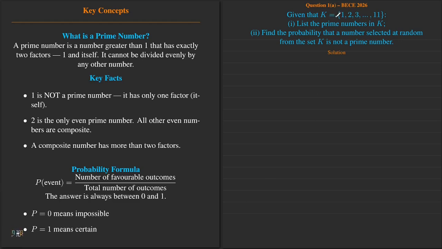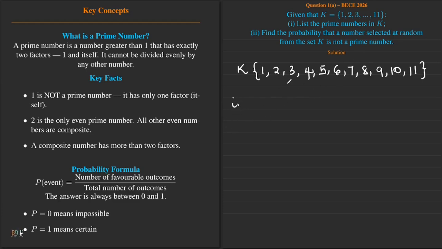So the first thing you should do even before starting is to list out the elements in K in full. Our K is simply what? 1, then we have 2, 3, 4, 5, 6, 7, all the way to 11. Now that we have this, we can proceed to solve the question.